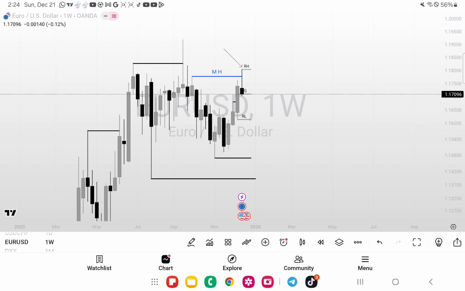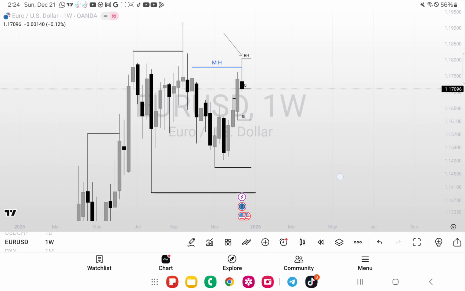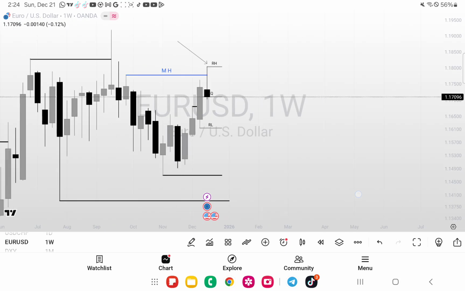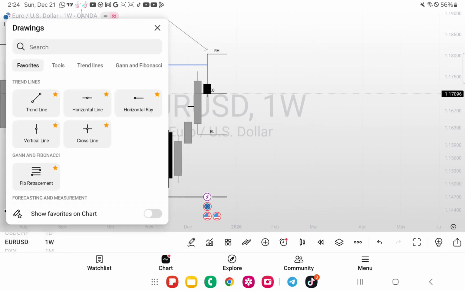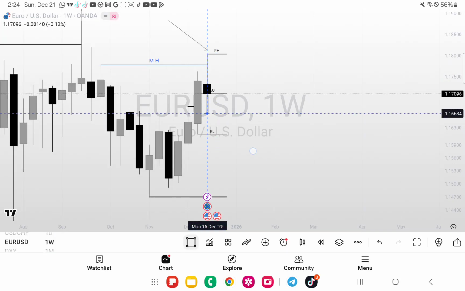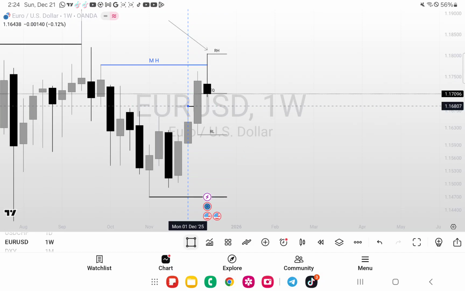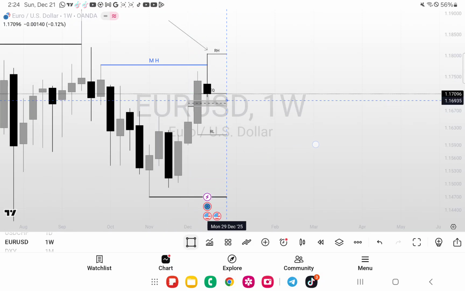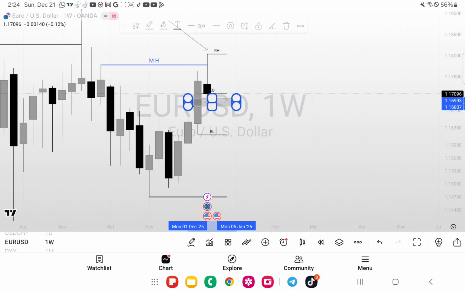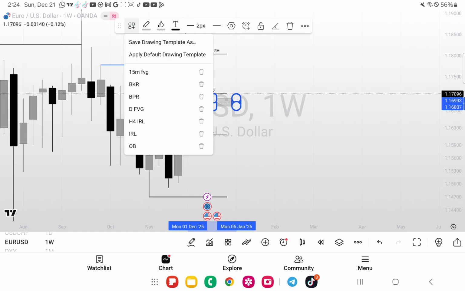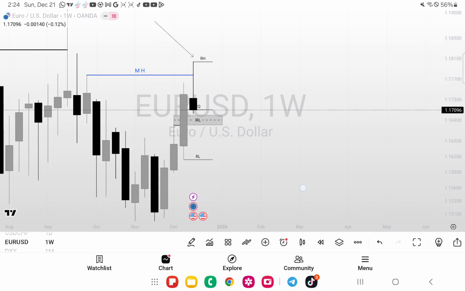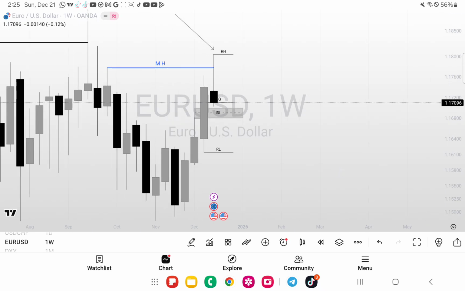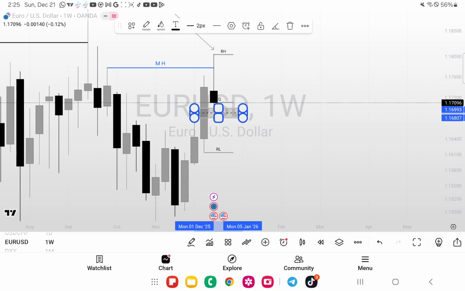Okay. We don't just need to focus on that only. We also need to look at the internal range liquidities that are within this range. Now, on that same weekly range, we have this internal range liquidity in the form of a fair value gap. We have to mark it because it's also a good point of interest that we can use and get opportunities in the market.